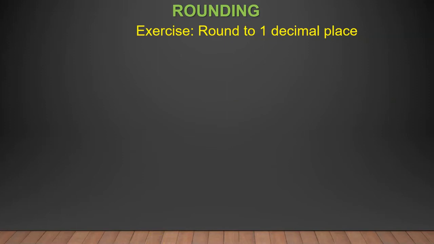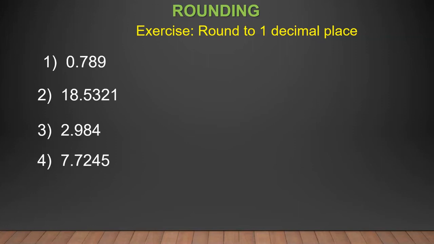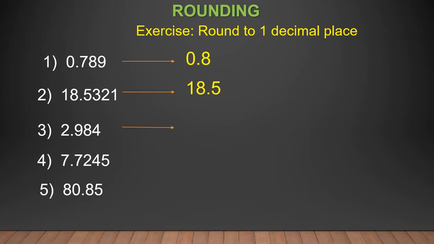So let's have an exercise. While you answer the questions, I want you to press the pause button and press play again when you are ready to see the answers. Now let's look at the answers. So the first one, you have 0.8. Second one, you have 18.5. Third one, you have 3.0. Fourth one, you have 7.7. And the last one, you have 80.9. I hope you got all your answers right.